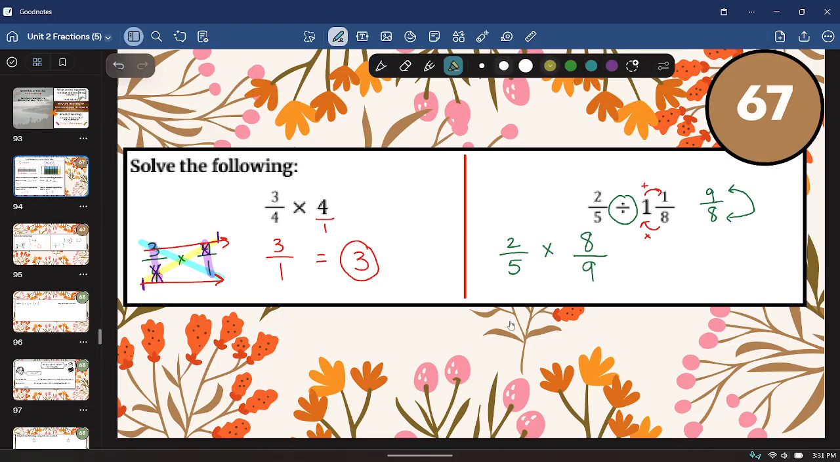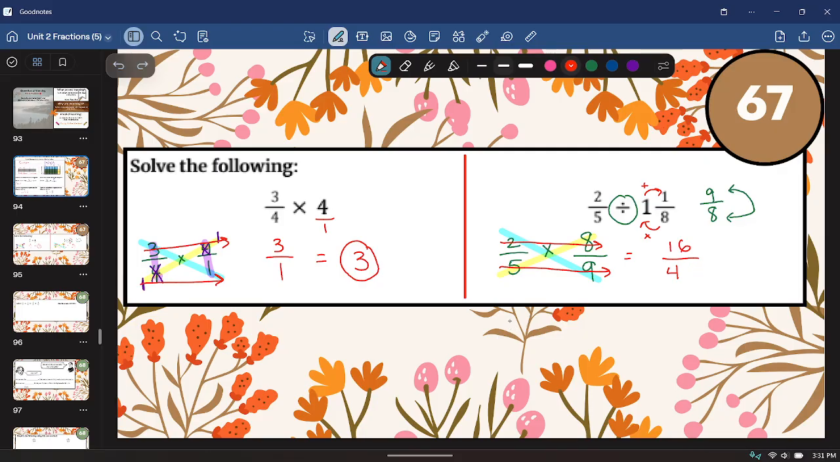Okay, so next we're going to look at our diagonals. The blue one, 2 and 9, the only number I can divide both of those by is 1, and that doesn't do us any good. For 5 and 8, same thing. The only thing we could do is 1, and that doesn't help us. So we'll multiply across the top and get 16.